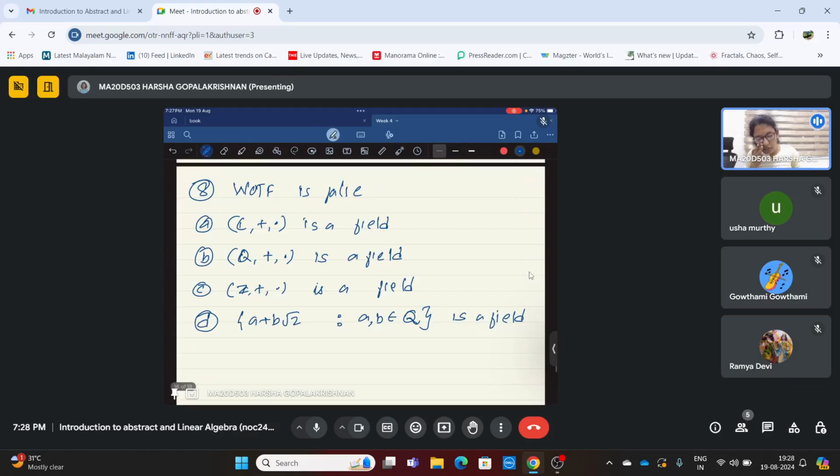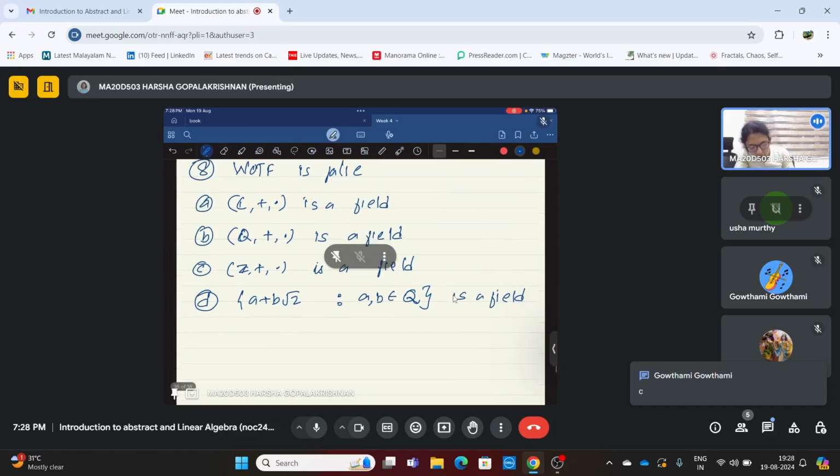Now here also it is very trivial thing. Can you say what is field, what is not a field in that? It is very easy question, like I already covered almost all the cases here. C plus dot means set of all complex numbers, usual addition and multiplication. Then rational numbers under addition and multiplication. Then integers under addition and multiplication. And set of all a plus b root 2, where a, b coming from Q. Okay, C is not a field.